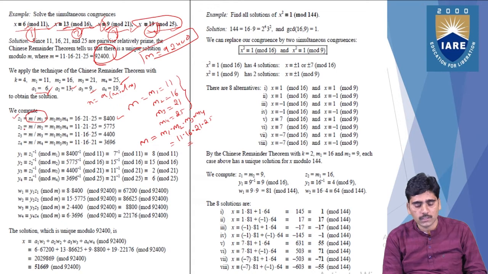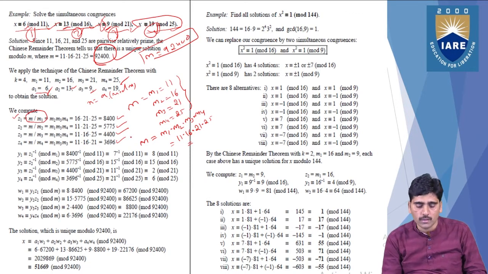Right? And similarly Z2 you can find as M by M2, which is nothing but M1 into M3 into M4. So 11 into 21 into 25 equals 5775. And similarly Z3 equals M by M3, which is M1 into M2 into M4, that is 11 into 16 into 25, which is 4400. Z4 is also M by M4, which is M1 into M2 into M3. So the value is 3696, right?